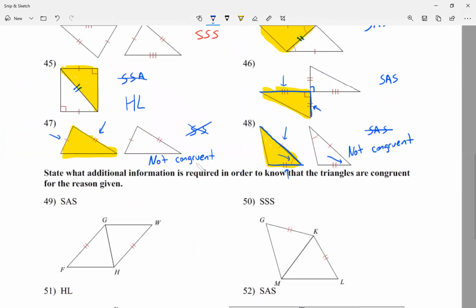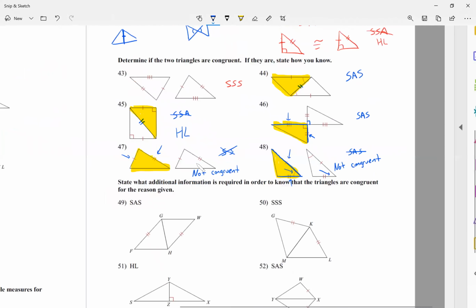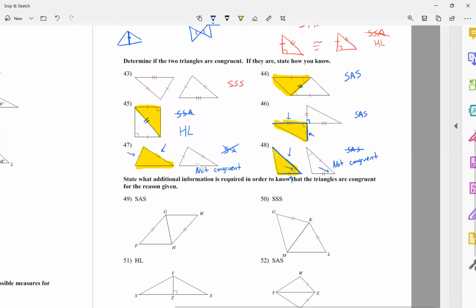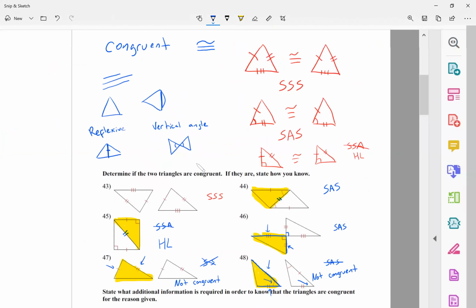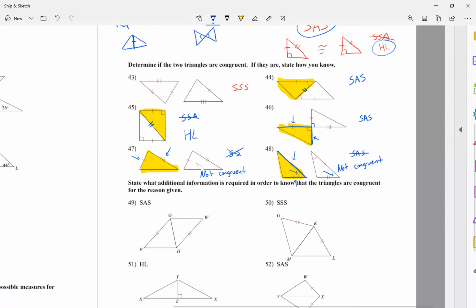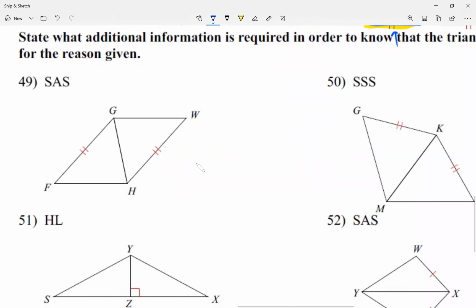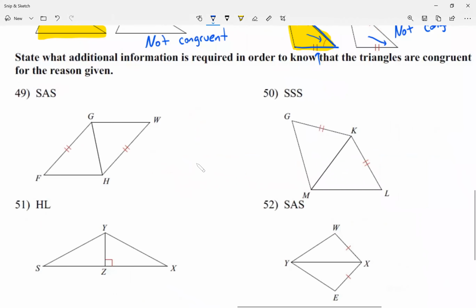So you guys are going to practice. Actually, today we're going to work up until 52, so I'm not quite done yet. You guys are going to practice the 3 rules that we learned: side side side, side angle side, or HL. If it's neither of those 3, I'm going to call it not congruent. So to see if you guys actually learned that idea, I'm going to look at questions number 49 through 52.